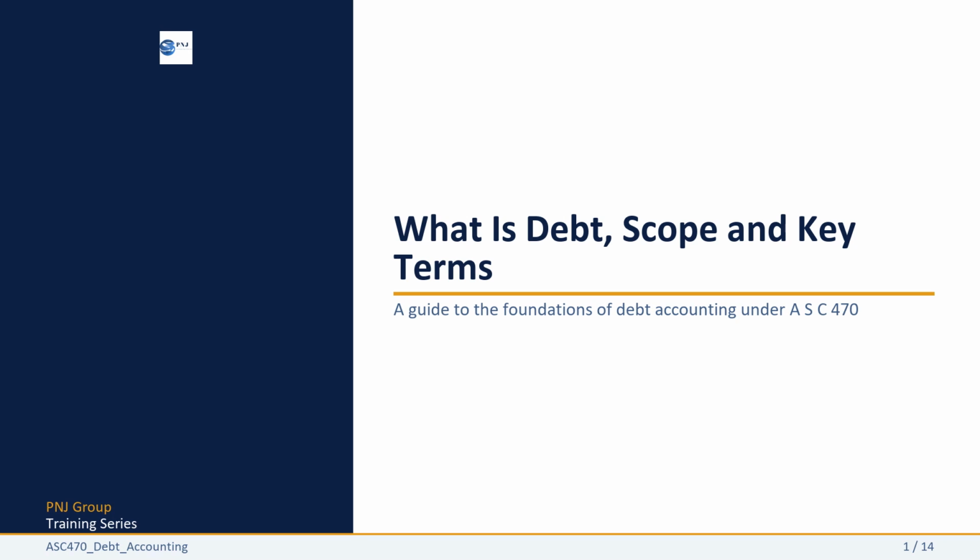Welcome to Section 1 of the ASC 470 Debt Accounting Training Series for P&J Group. In this section, we lay the foundation: what debt actually is from an accounting standpoint, which standards govern it, and the key terms you will use throughout every other section. If you have ever wondered why the number on the balance sheet does not match what the company actually borrowed, this section explains exactly why.